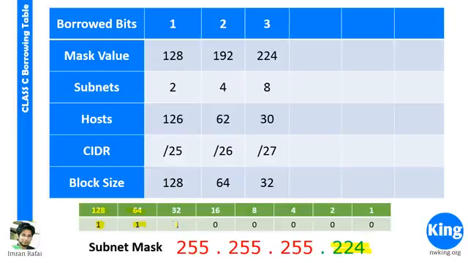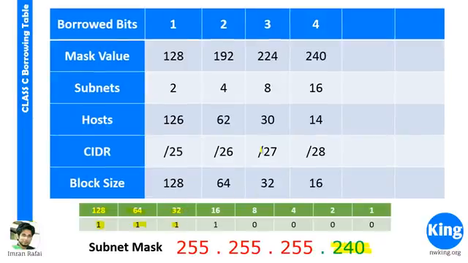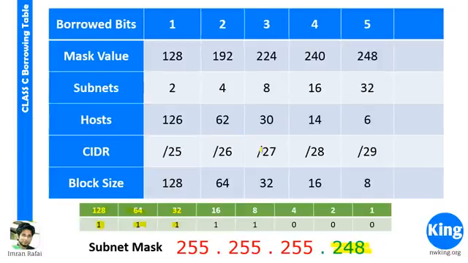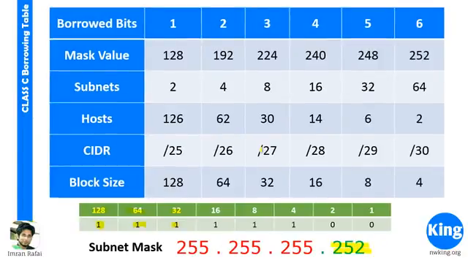Similarly, for 3 borrowed bits, the mask value is 224, as you can see at the bottom of your screens. That is also got by adding wherever you have 1. So 128, 64, 32 is 224. 8 subnets, hosts is 32, minus 2 is 30, CIDR is /27, and the block size, you see the last bit's value, 32 is the block size. So similarly, 4 bits is this, 5 bits if you borrow this, 6 bits if you borrow, this is the value.